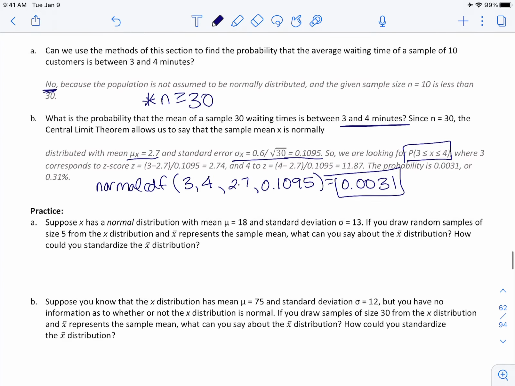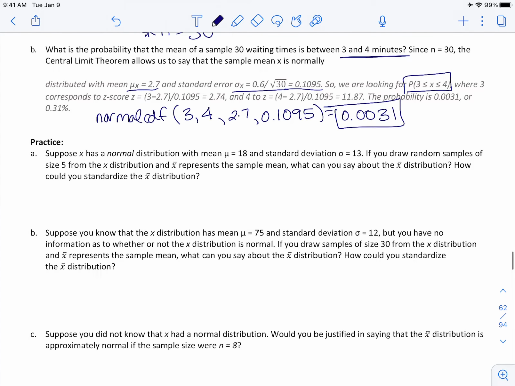Okay, so here's another practice. Suppose x has a normal distribution with a mean of 18 and a standard deviation sigma of 13. If you draw random samples of size 5 from the x distribution and x bar represents the sample mean, what can you say about the x bar distribution? How could you standardize the x bar distribution?